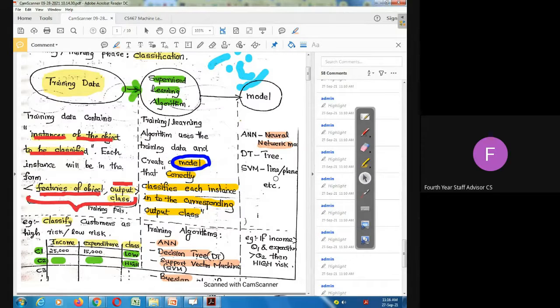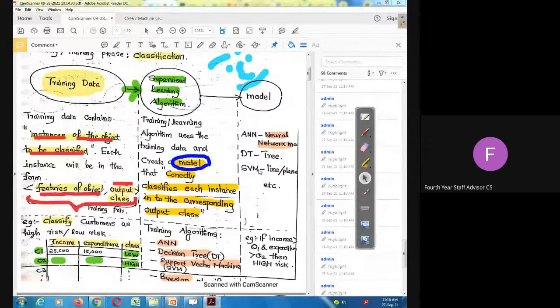If you are using a decision tree, what will be the model? It will be a tree-like structure. You already know what a tree is: binary search tree, AVL tree, etc. Different trees are there. So the model will be a tree, and that tree will perform classification, etc.